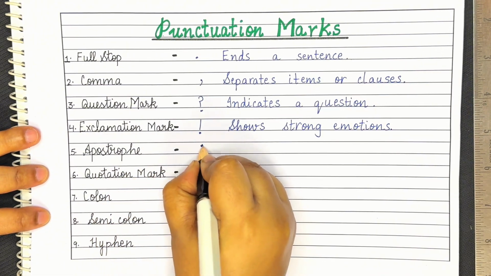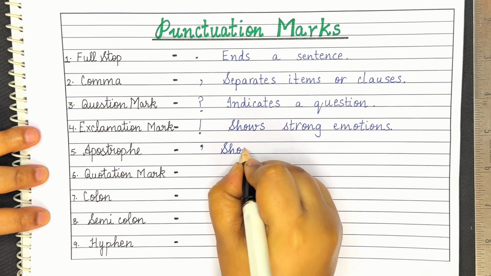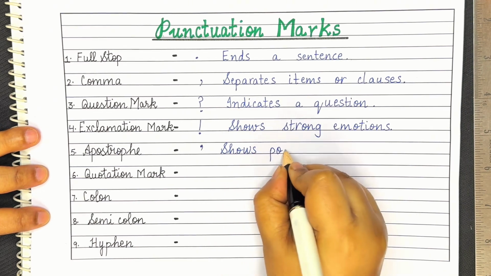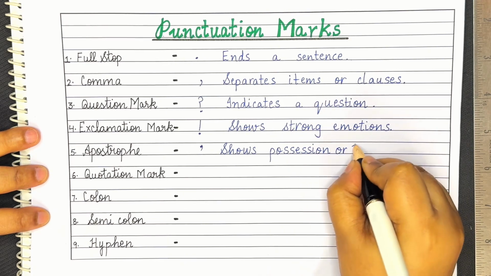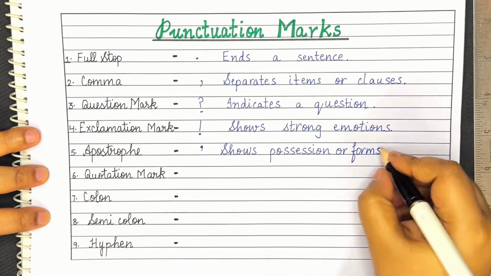Apostrophe. Apostrophe is used to show possession or forms contractions.